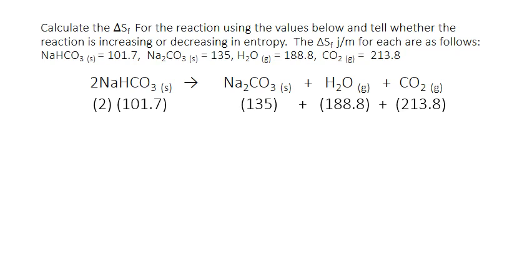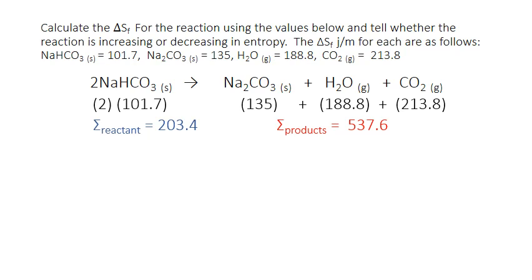So in this case, again, we're going to multiply by 2 since we have 2 sodium bicarbonate. So 2 times 101.7 will give us the summation of our reactant side. Then we're going to add together the summation of the product side. So sodium carbonate is 135. We're going to add to that water, which is 188.8, and to that we're going to add carbon dioxide, which is 213.8. When we do that, we get the summation of our product and the summation of our reactant.